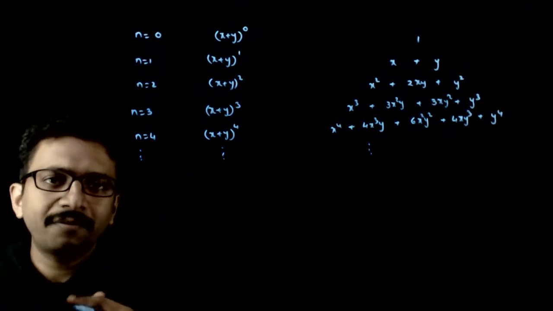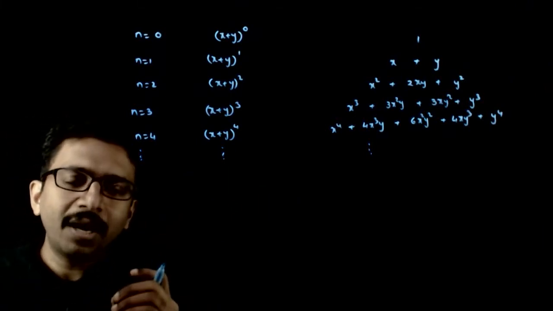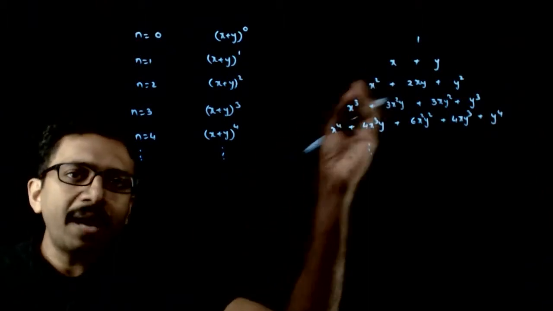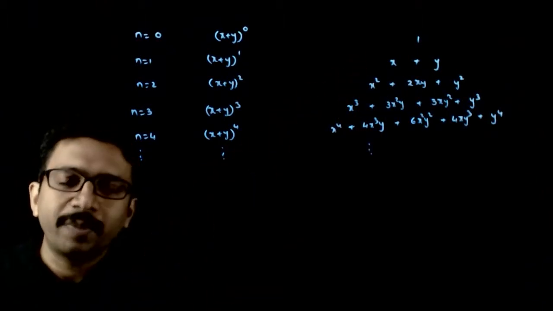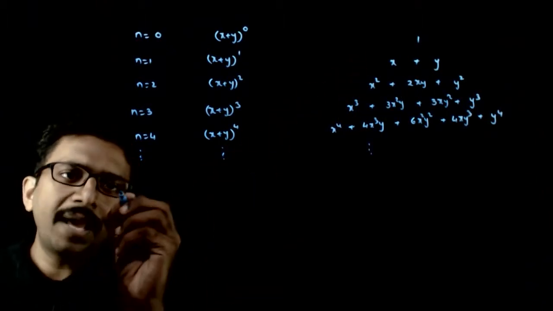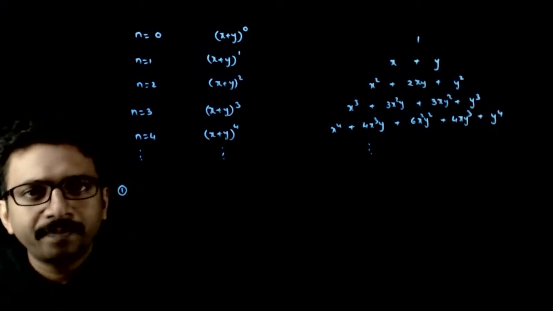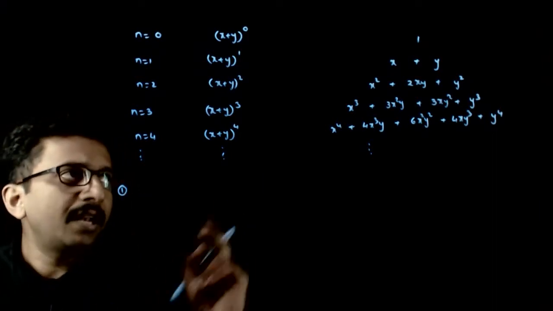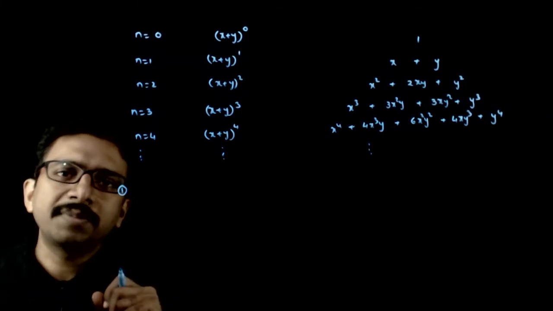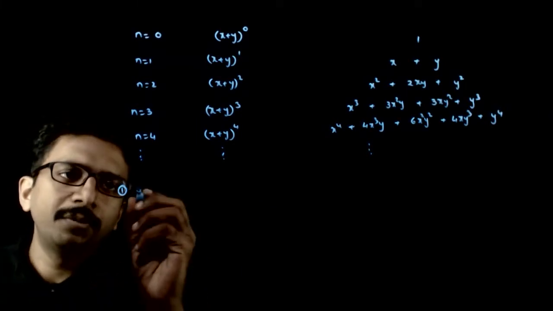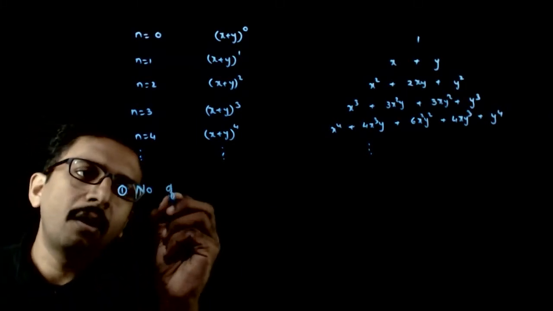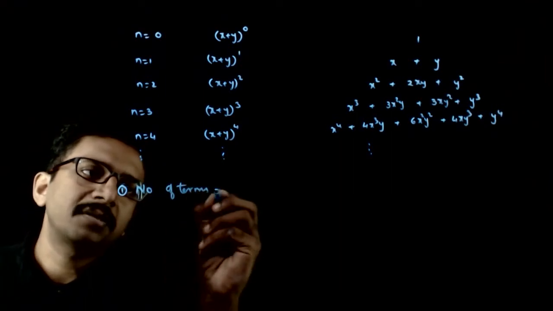To do that, the first thing that I do is, I will try to observe if there are some patterns that are being followed by these expansions. So, I will observe the following. The first thing, I will try to count the number of terms in the expansion. That is the first thing that I do, number of terms.